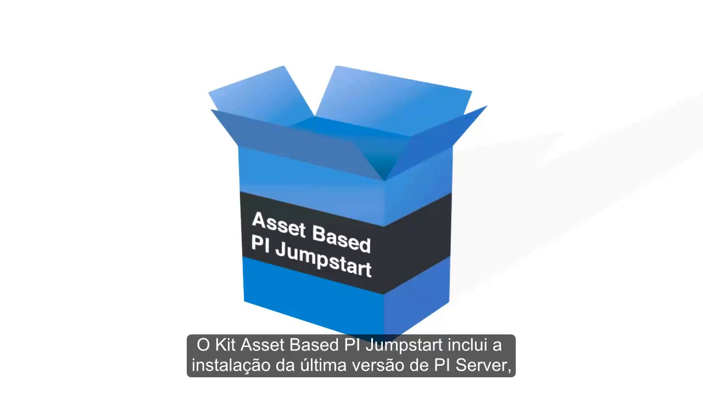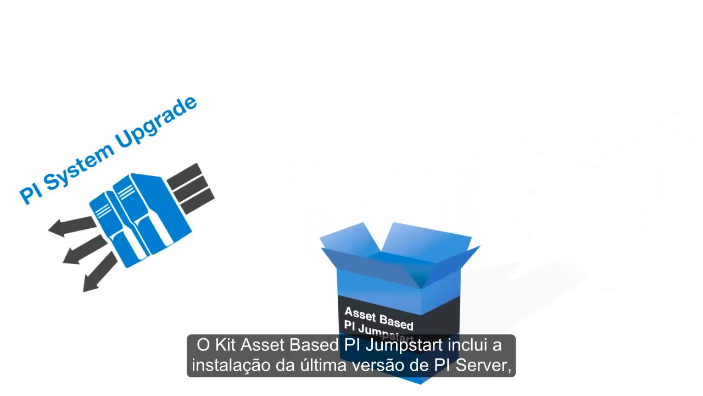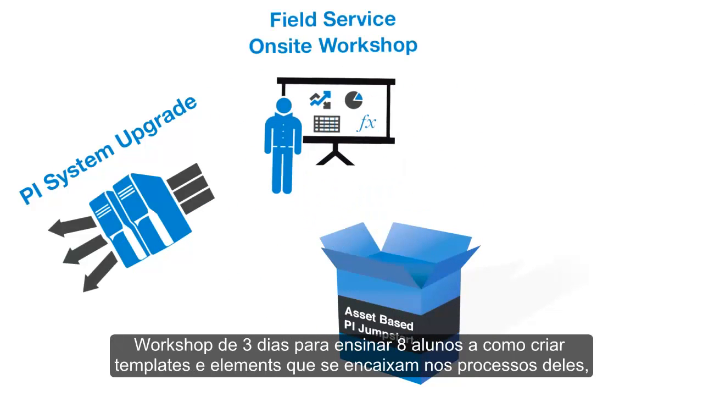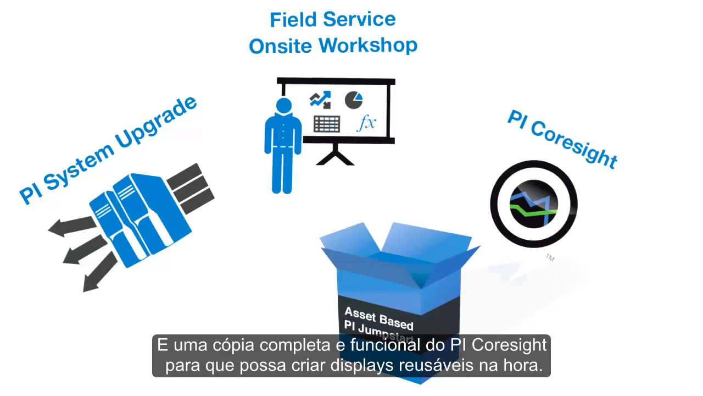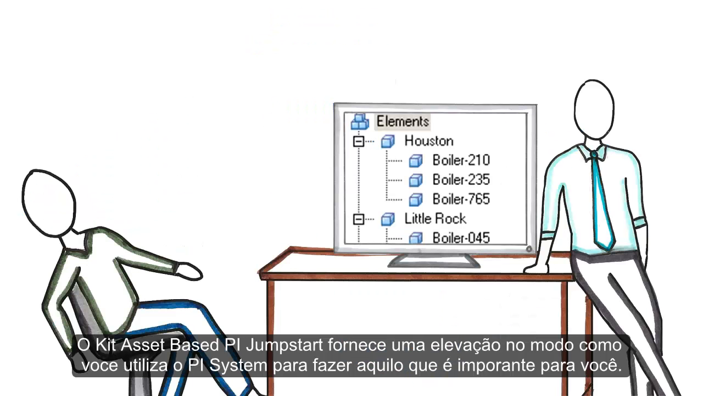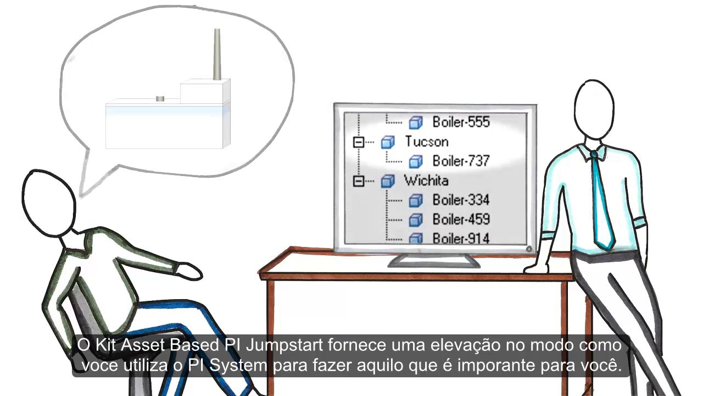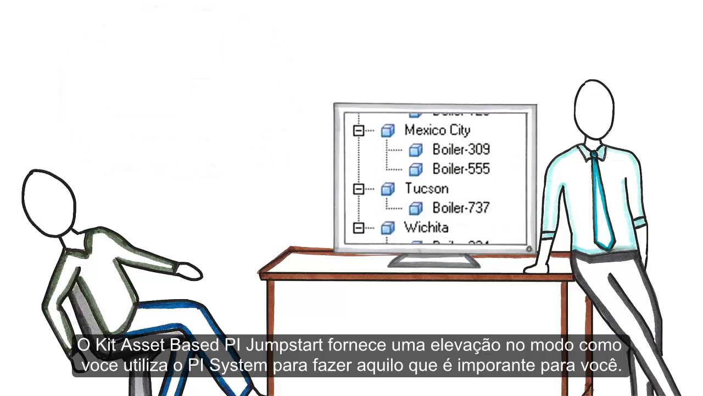The asset-based Pi Jumpstart includes an installation of the latest Pi server version, a 3-day workshop that teaches up to 8 students how to create templates and elements that fit their processes, and a fully functioning copy of Pi CoreSite so you can create reusable displays right away. The asset-based Pi Jumpstart delivers an elevation in how you use the Pi system to get what's important to you done.